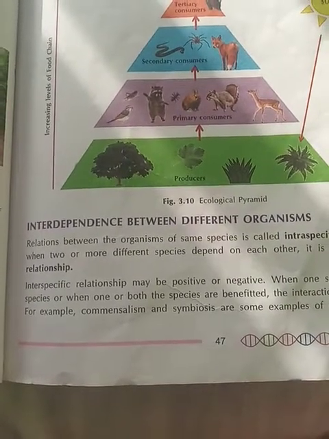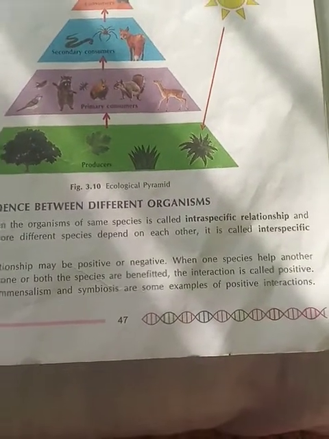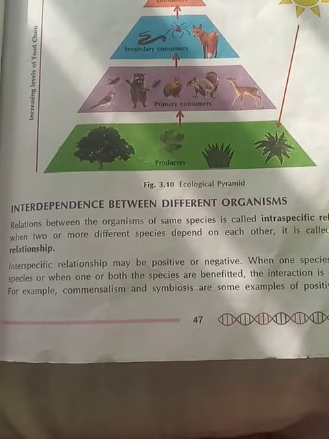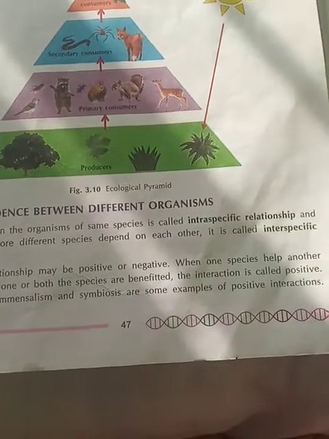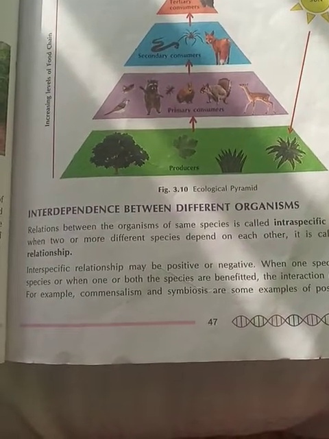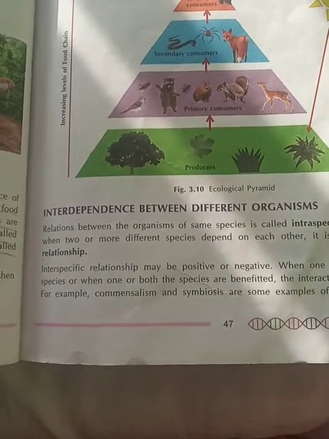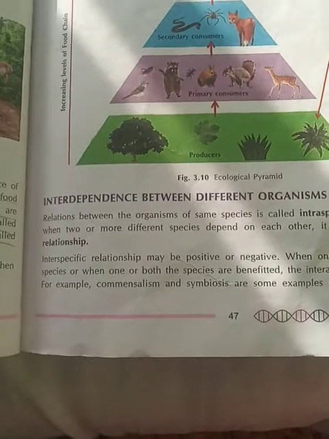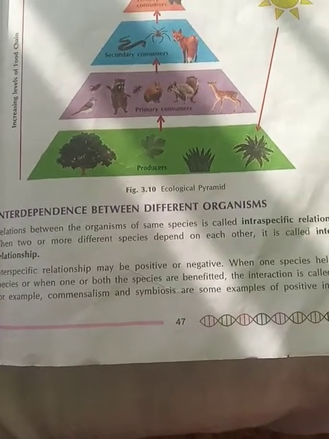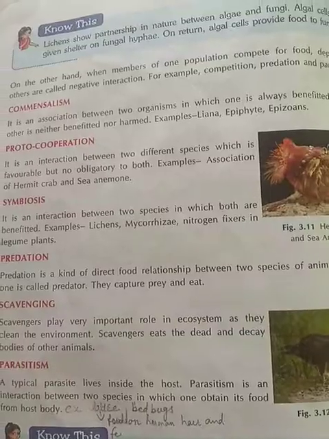Interspecific relationship may be positive or negative. When one species helps another species, or when one or both the species are benefited, the interaction is called positive. So when the organisms are helping each other or are benefited from each other, their interaction is positive. For example, commensalism and symbiosis are examples of positive interaction.